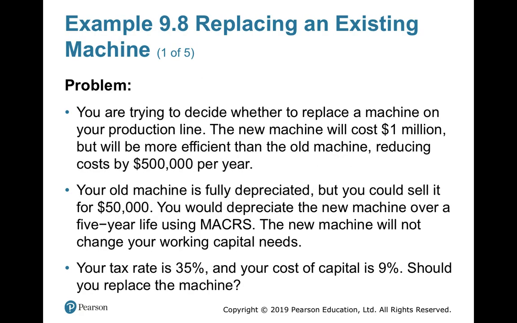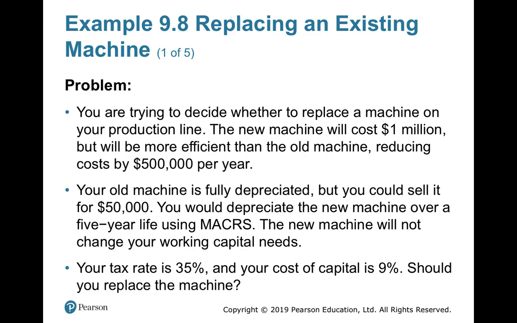Example: you are trying to decide whether to replace a machine on your production line. The new machine you are considering will cost 1 million to you, but will be more efficient than the old machine, reducing the cost by $500,000 per year. Your old machine is fully depreciated, but you could sell it for 50,000. You see, now here is the turning point.